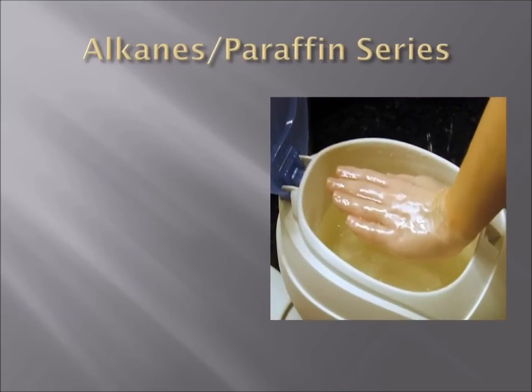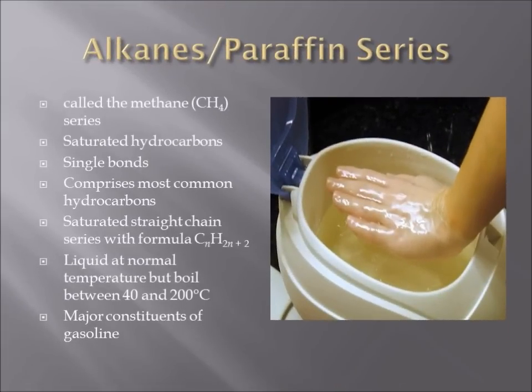So let's start off with the alkanes and paraffin series. These are also called the methane series because methane is the simplest structure in the series. These are all hydrocarbons with single bonds, and the series comprises the most common hydrocarbons in existence. The saturated straight chain for this series has the formula CnH2n+2. Alkanes usually exist as liquids at normal room temperature, but they boil between 40 and 200 degrees Celsius. And the series are the major constituents of gasoline.